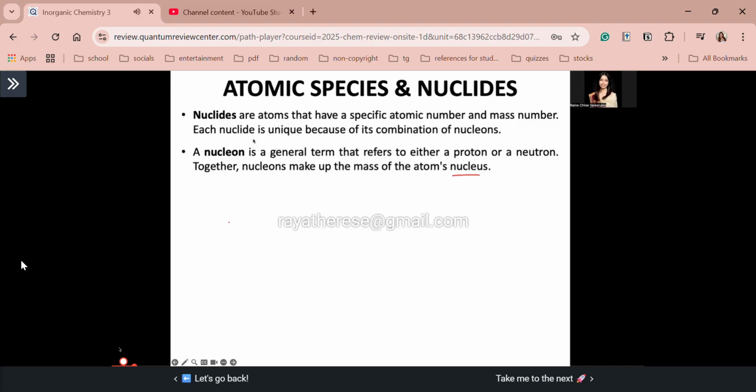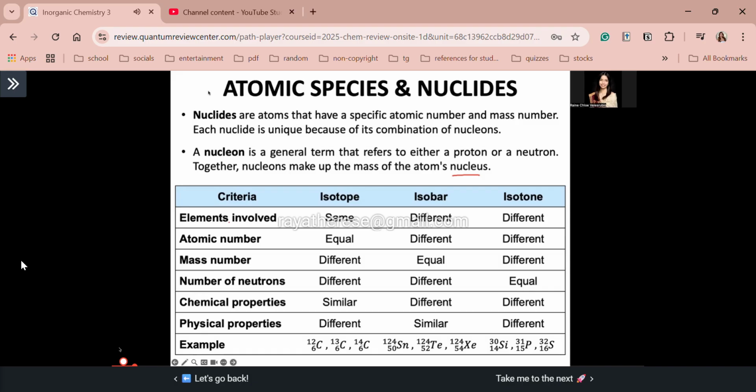Now, there are three types of atomic species, namely isotopes, isobars, and isotones. They differ based on the following criteria. First, for isotopes, the same elements are involved. For isobars, different elements are involved. For isotones, different elements are involved. In terms of atomic number, the atomic number of isotopes is equal. For isobars, their atomic numbers are different. For isotones, their atomic numbers are different.